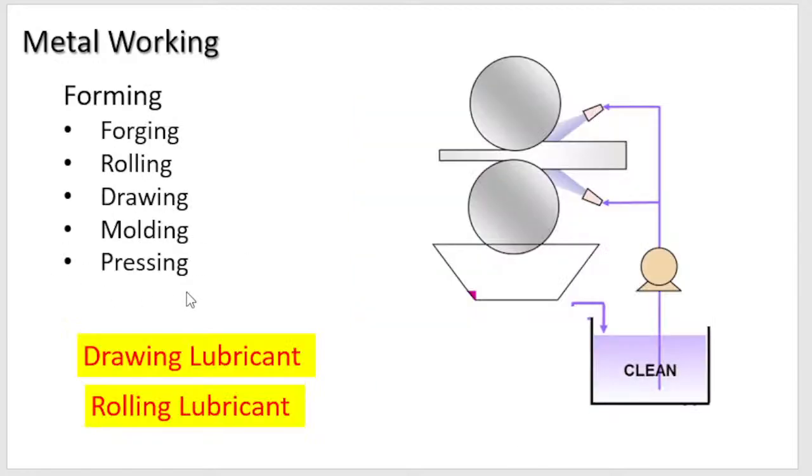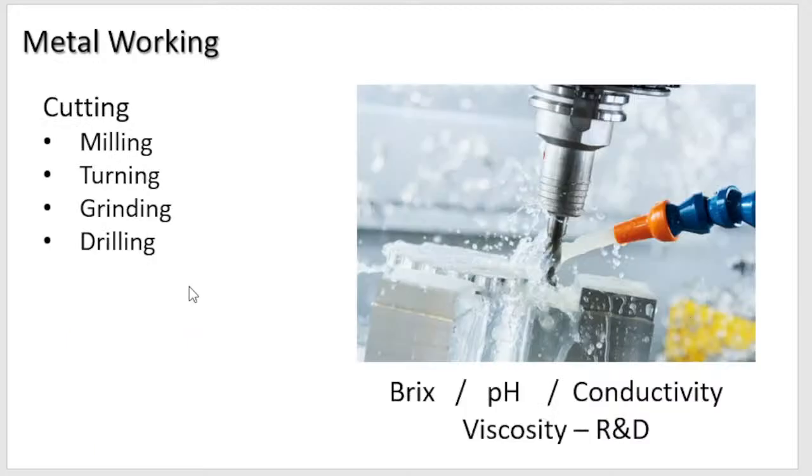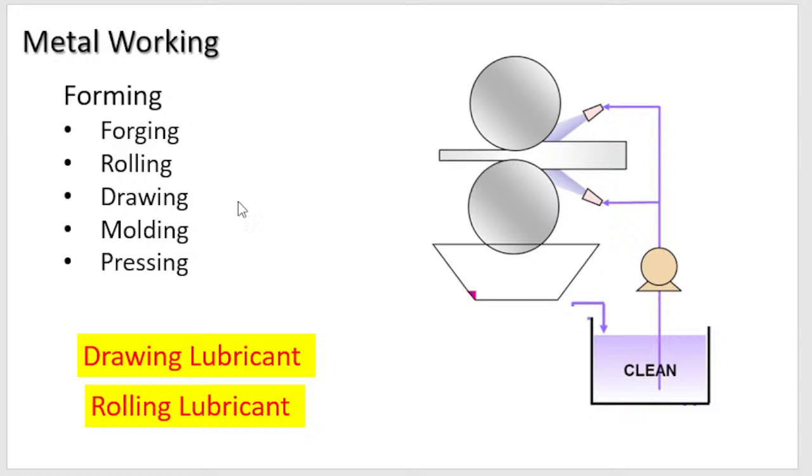So yeah, that's metalworking, as in cutting, milling, turning, grinding, drilling. The ones we're going to focus on are forming, whether it's forging or rolling or drawing or molding or pressing. We're not going to see forging too much, or molding maybe just a bit. Rolling and drawing are very similar, in a way totally different, very similar.